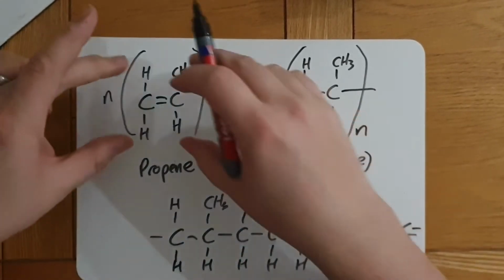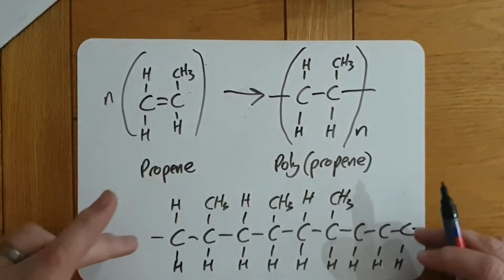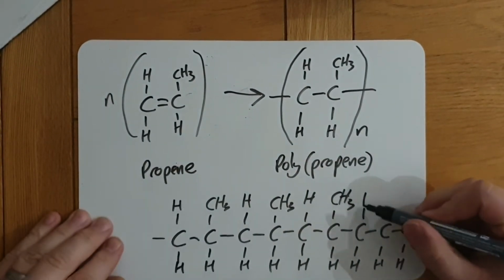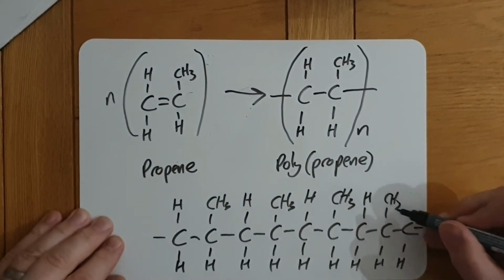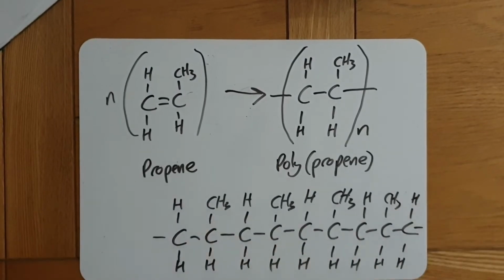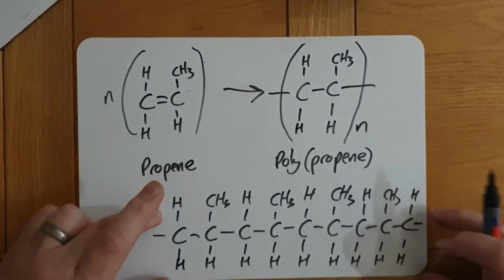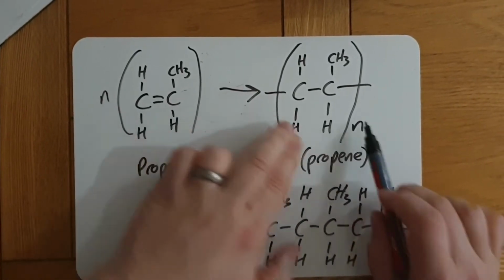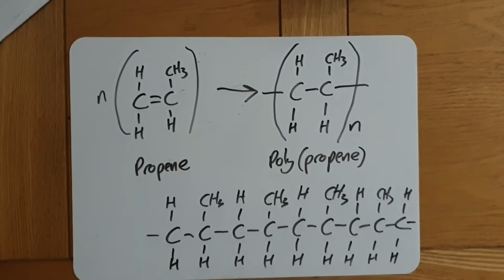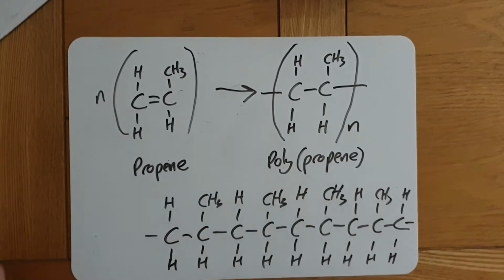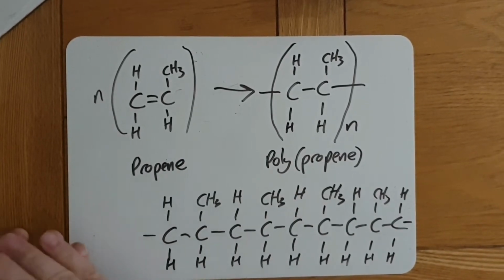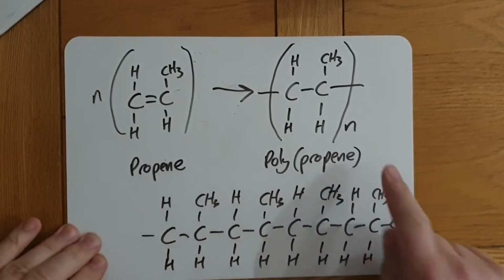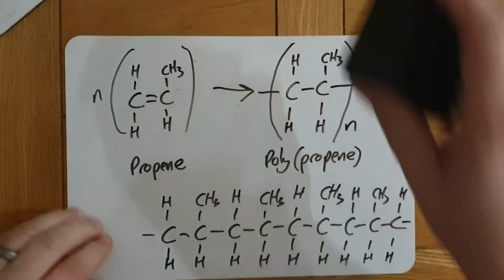So you've got your monomer. This is one way of drawing it, this drawing, H, CH3, H, and so on. This drawing is a sort of longer version of that. Hopefully you can see, if we made that repeat over and over again, you'd end up with the bottom one. So your first one was ethene going to polyethene. Then we've got propene going to polypropene.